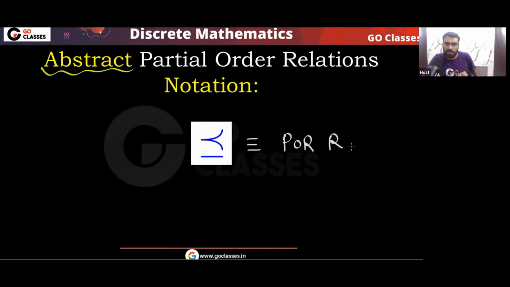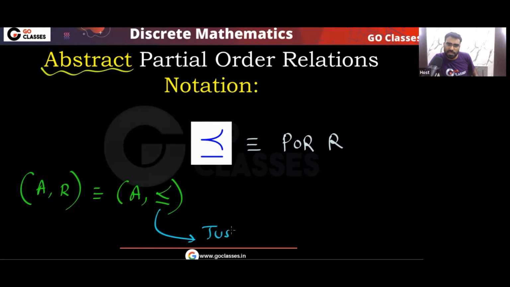Okay, is this clear? So remember, some people will give you like this set A comma R, or some people will give you like this set A comma this symbol. Okay, is this clear? So very simple point, this is just a symbol, nothing else. This is just a symbol for partial order relation.